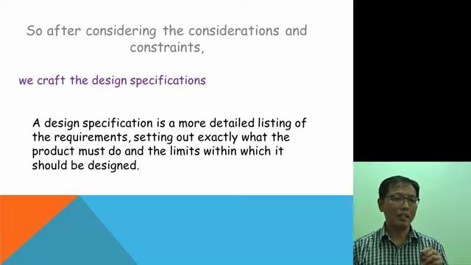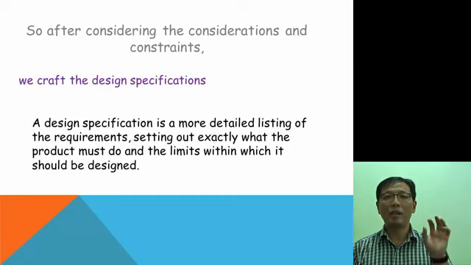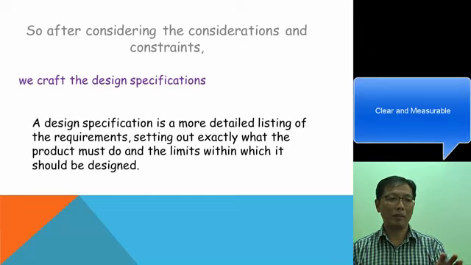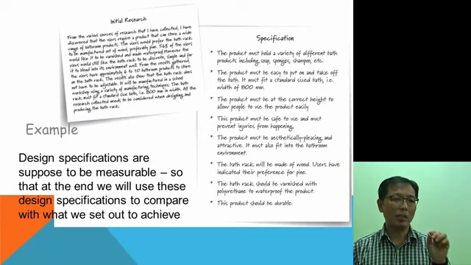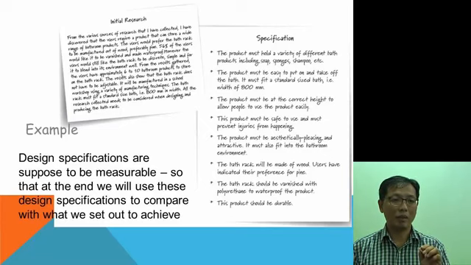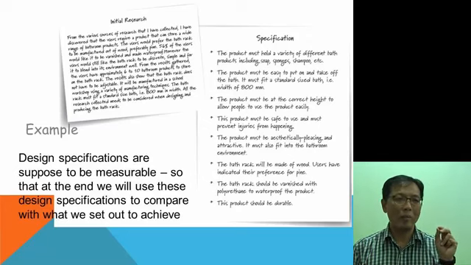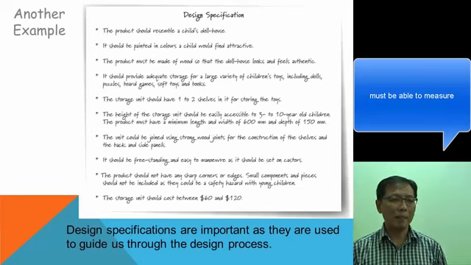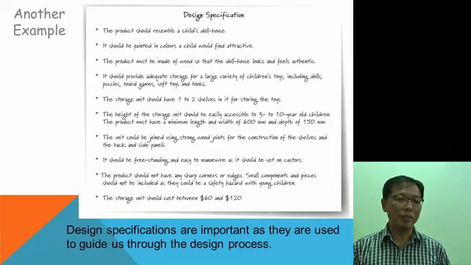A design specification is a more detailed listing of the requirements, setting out exactly what the product must do and the limits within which it should be designed. So it should be a clear and measurable statement. Right? These are some examples. It should be measurable, because in the end we are going to use this design specification to compare with what we set out to achieve. So try to be as clear and as specific as possible because we are going to measure them. Right? Another example of design specification. They are important because they are used to guide us throughout the whole design process.